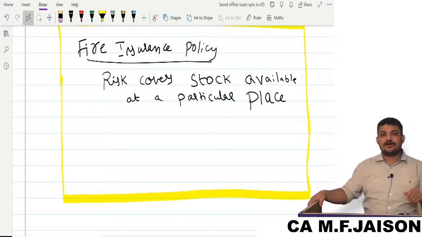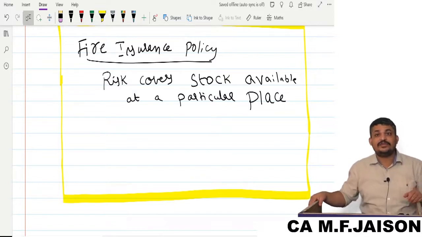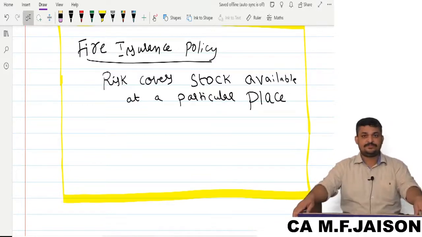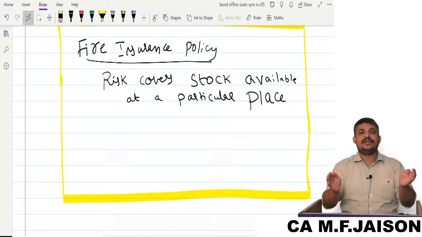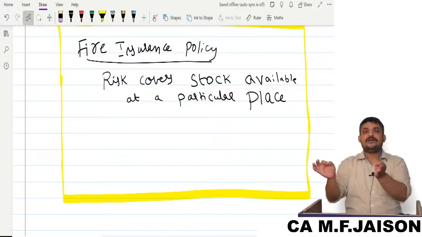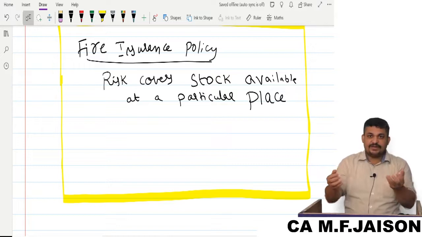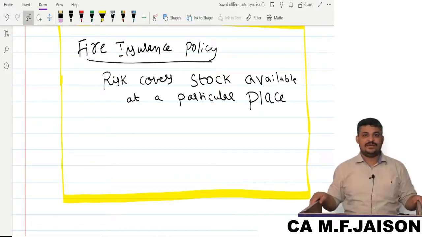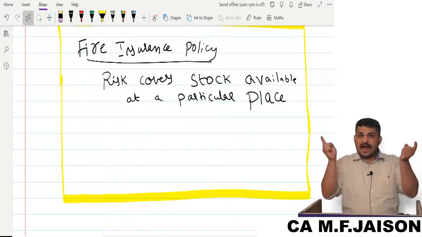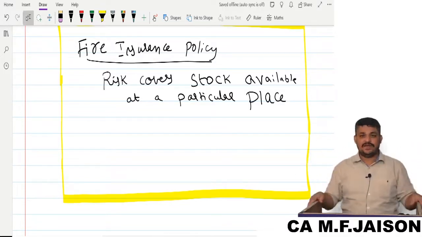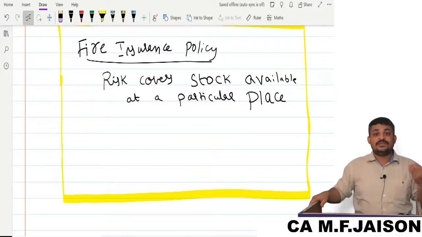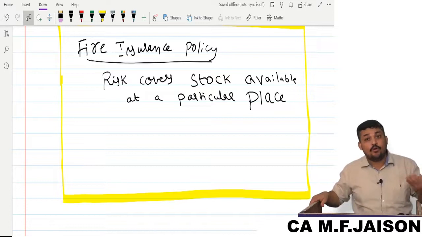When we see stock on the date of fire, it need not represent the total stock for which I am the owner on that date. Stock on the date of fire does not mean that. It represents the stock available at that place on the date of fire, and it is not necessary that it should represent all the stock for which the business entity is the owner. That is how you should understand it, my dear friends.